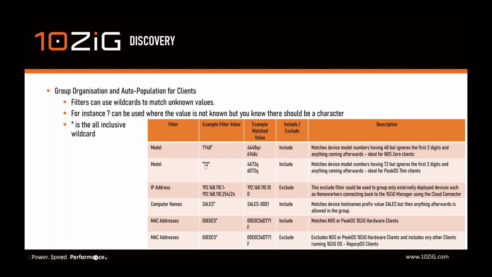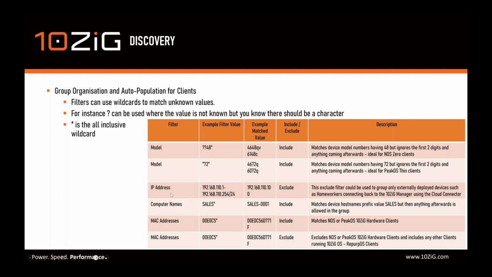Similarly, this is looking for 72, but we're just using a slightly different filter with a different wildcard at the beginning there. So that could be used to filter on your PeakOS thin client operating system devices. As you can see here as well, the filters can be configured as either include or exclude. That is important to note, as that can be quite a useful function for specific circumstances as well.